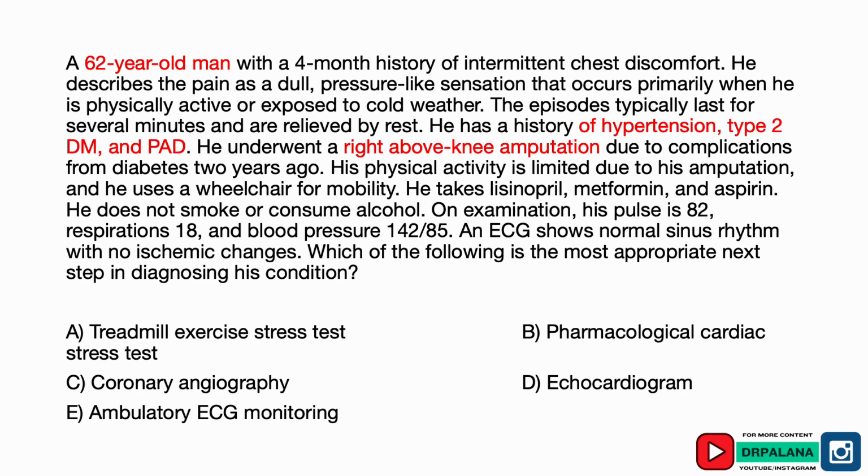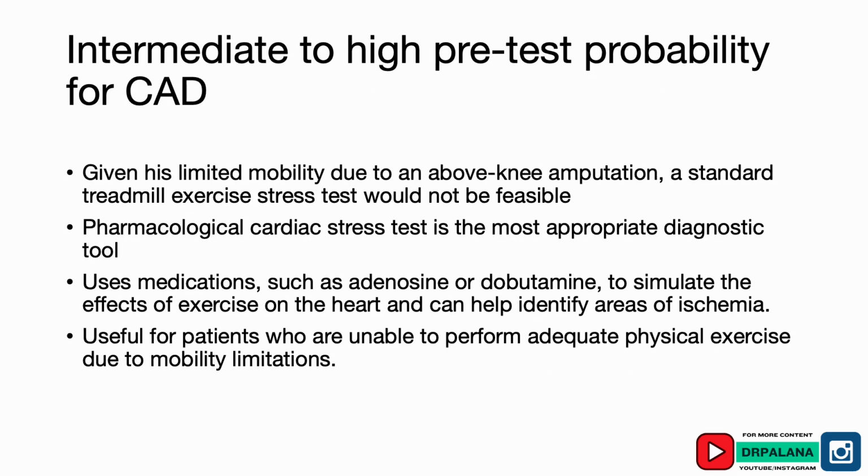Pharmacological cardiac stress test. This patient presents with symptoms suggestive of stable angina, likely due to underlying coronary artery disease. Given his history of hypertension, diabetes, and limited mobility due to an above knee amputation, a standard treadmill exercise stress test would not be feasible. In such cases, a pharmacological cardiac stress test is the most appropriate diagnostic tool. This test uses medications such as adenosine or dobutamine to simulate the effects of exercise on the heart. It can help identify areas of ischemia.